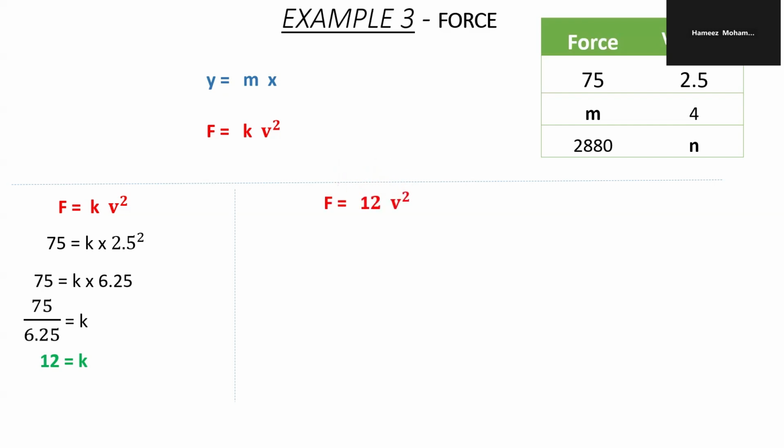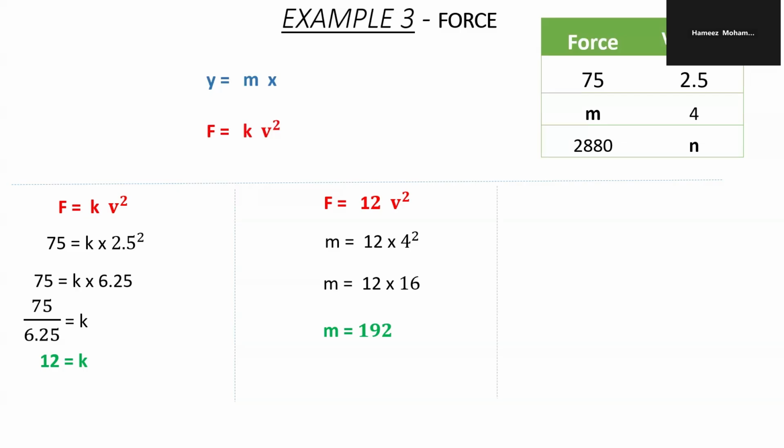So if we look at the second line now, we want to find F, which is the force, and we know v, velocity, is 4. So if we substitute in there, then F is equal to 12 times 4 squared. 4 4s are 16. So 12 times 16 is equal to 192. So we know the force is 192 when the velocity is 4. If you're plotting a graph with force on the y-axis and velocity squared on the x-axis, you will get a straight line whose gradient is the constant 12.